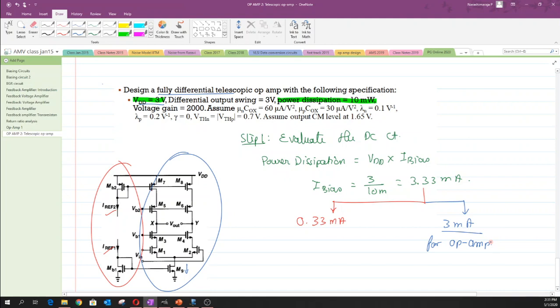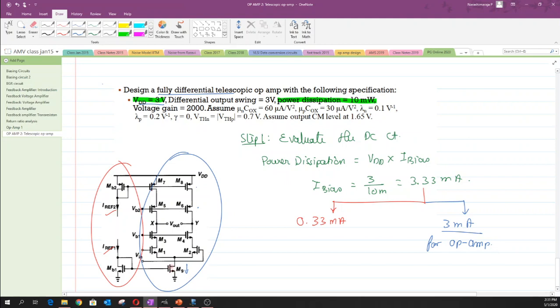Now the one thing we are really concerned with is that we have to evaluate the W by L factors. In order to evaluate the W by L factor for each of the transistors given in this circuit, we have to know the DC current condition along with the other data, which is the VOD value, because we assume that each of these transistors drawn here is operated in the saturation regime.